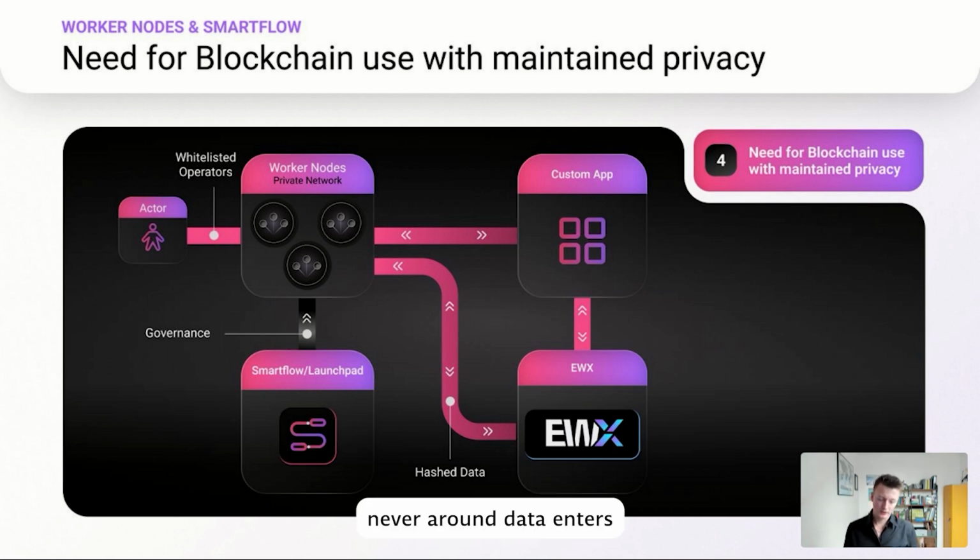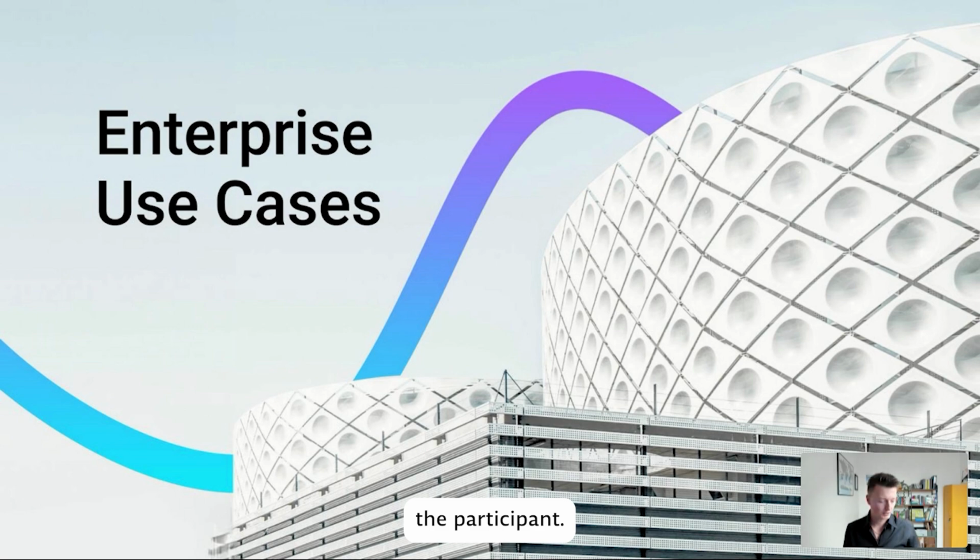So, for example, raw data never enters the blockchain, it is always hashed. We have a pretty advanced and flexible governance that allows you to set up the rules of participation and, for example, just whitelist the operators that you know and that you want to participate. Or lastly, worker nodes are perfectly capable of working within private networks. That means you can really set up a secure environment isolated from the outside world, with your workers being a perfect fit there.